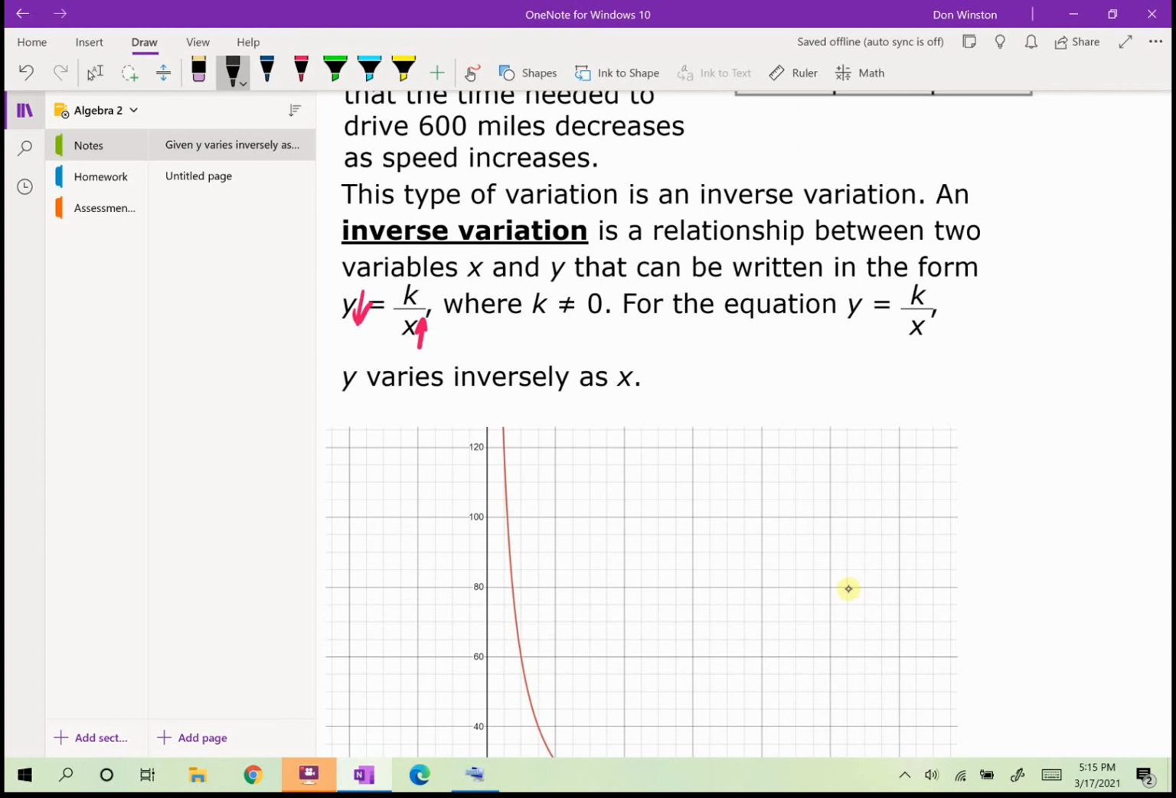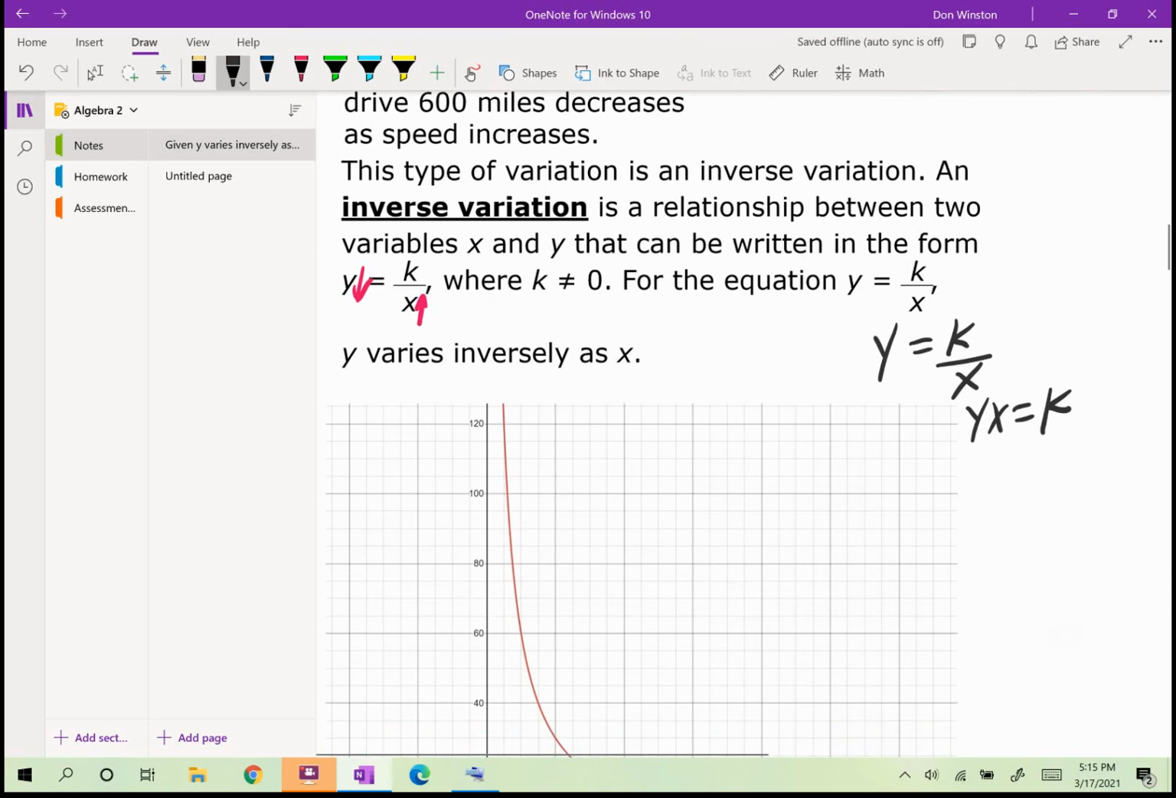Now also note here, y equals k over x. If I multiply both sides by x, I'll get y times x equals k. In other words, if we always take y and multiply it by its corresponding x, and that is constant, then that is inverse variation. And we'll take a look at that.